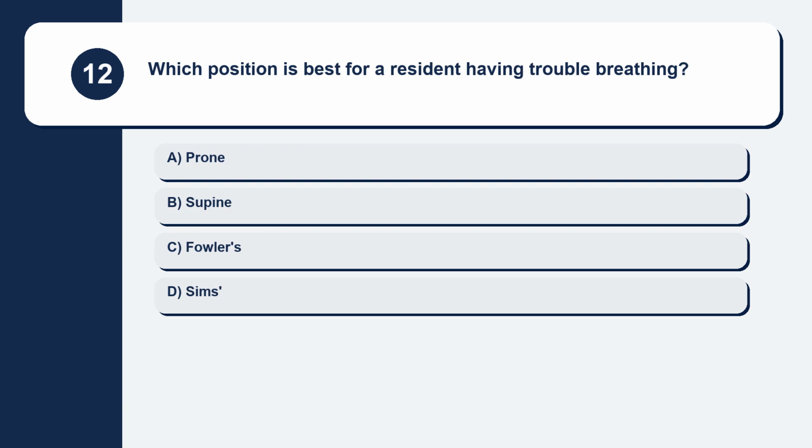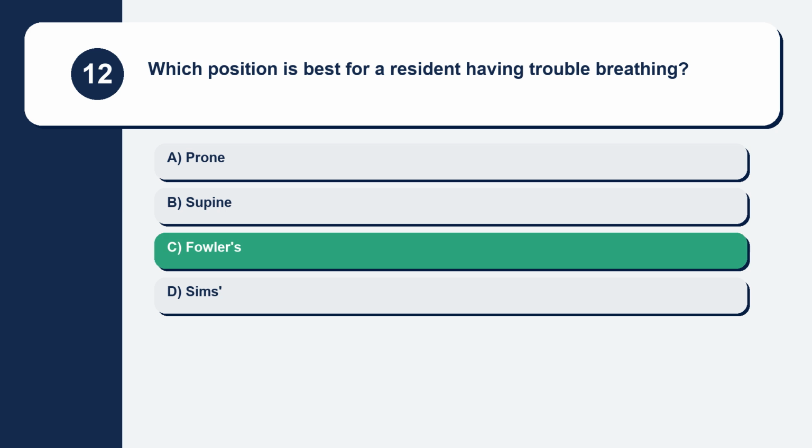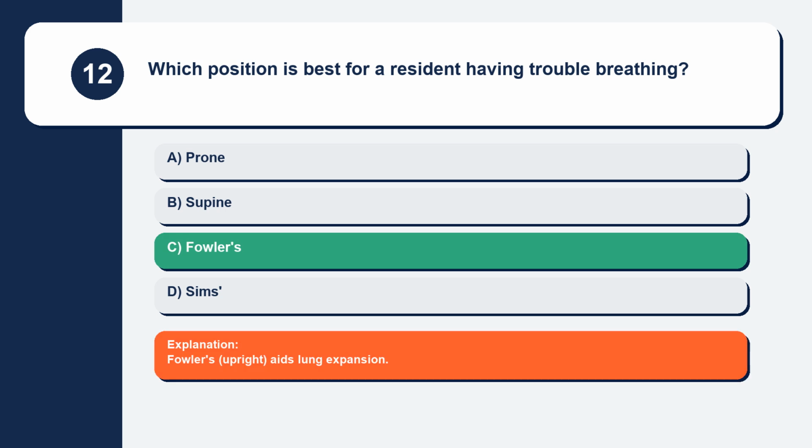Question 12. Which position is best for a resident having trouble breathing? Prone, supine, Fowler's, Sims. Answer: Fowler's. Upright aids lung expansion.